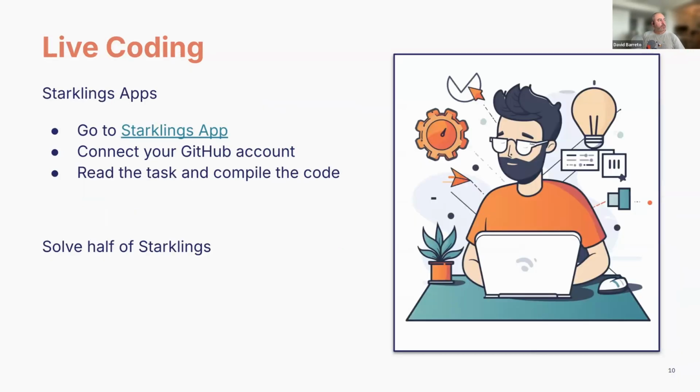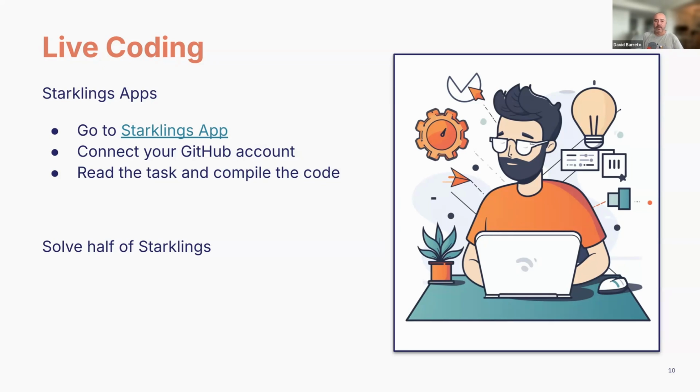Okay, so for the live coding, we're going to go to the Starlings app. You're going to have to connect your GitHub account to Starlings, and then we're going to solve all the exercises one by one. I'm going to solve maybe the first 2 or 3 myself, so you have an idea how it works. Then I'm going to give you time. For each exercise, I discuss the requirements, I give you a minute or 2 to solve it yourself, and then I solve it live and we do it together.